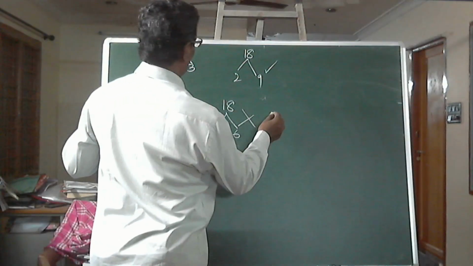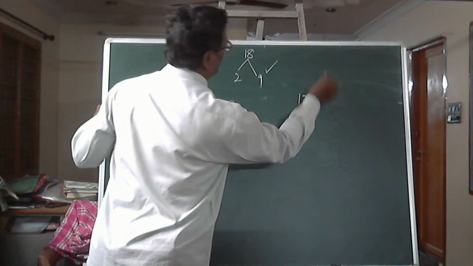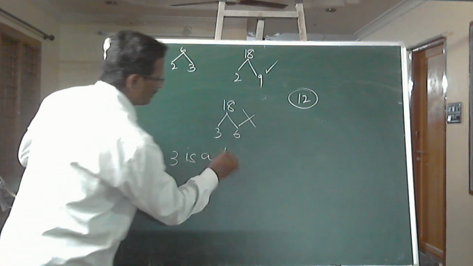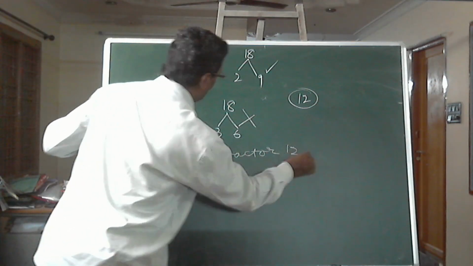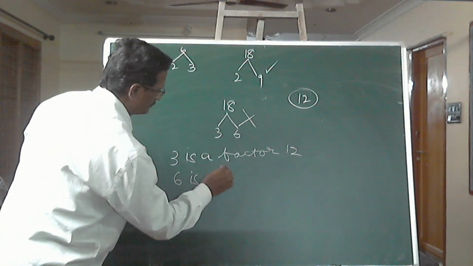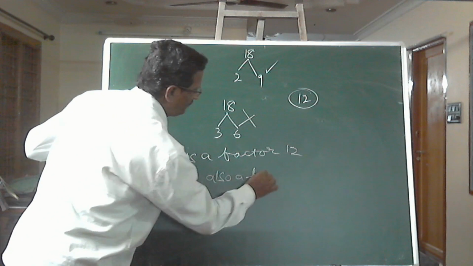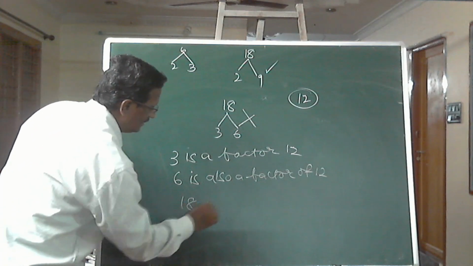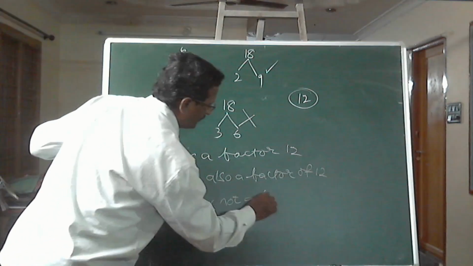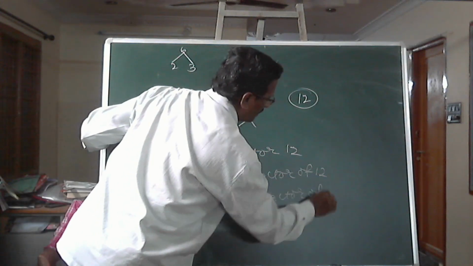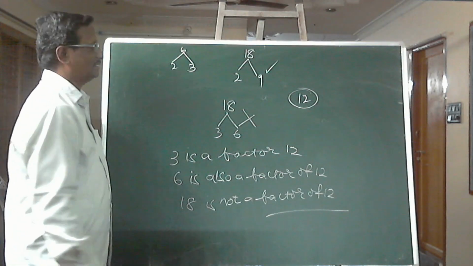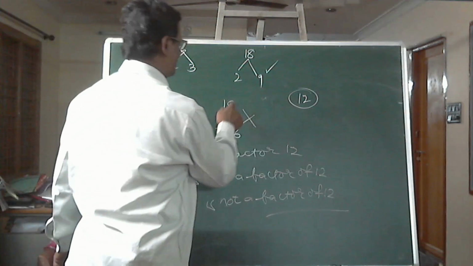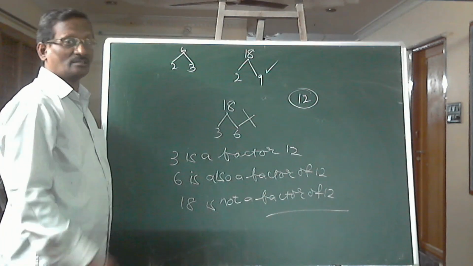Example: you take 12. 3 is a factor of 12. 6 is also a factor of 12, but 3 into 6, that is 18, is not a factor of 12. So this kind of difficulty will arise. Therefore, by splitting the given number, see that the product is the same, but the two factors are co-primes.